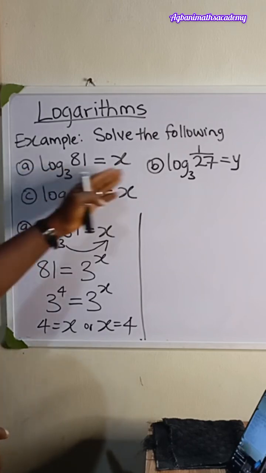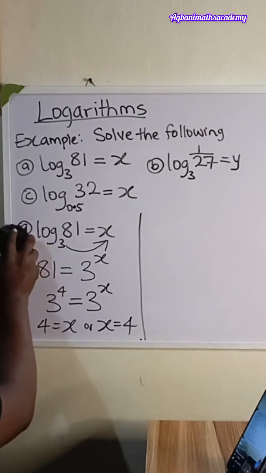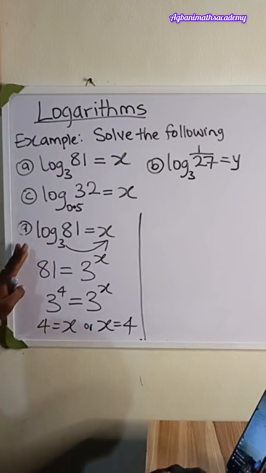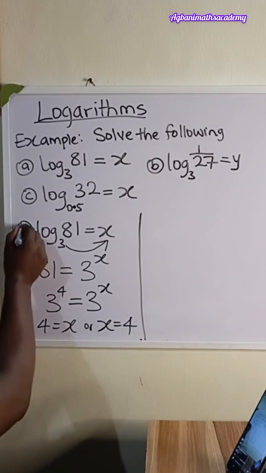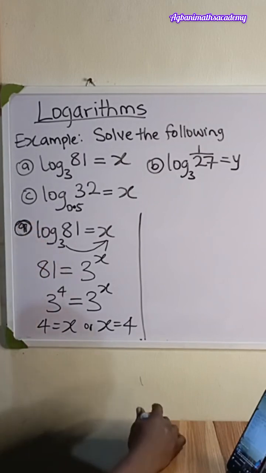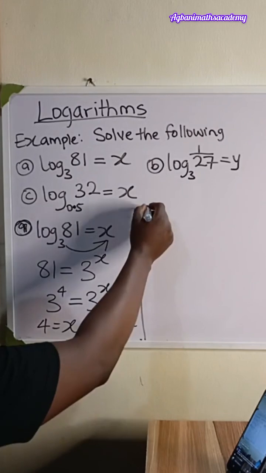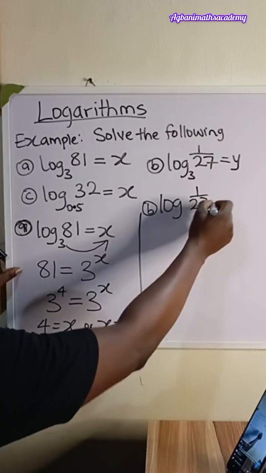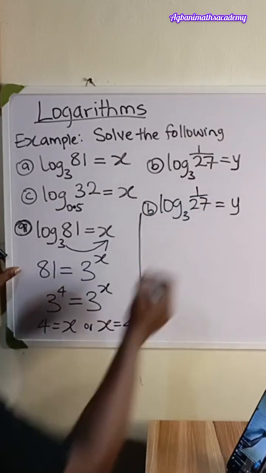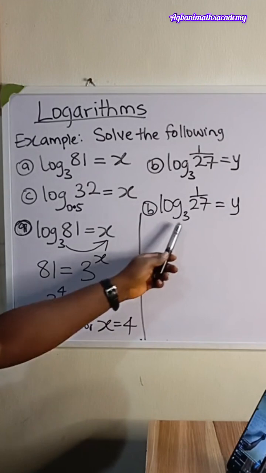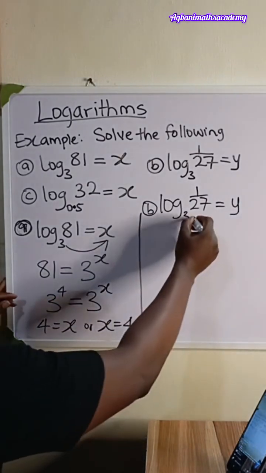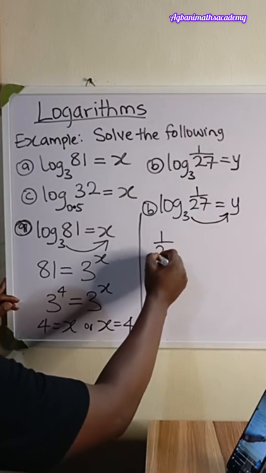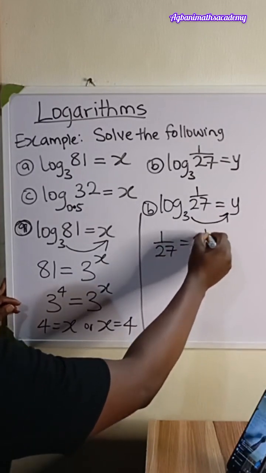So now let's look at B. Can I wipe this off or let me leave it? Let me leave it on the board for now. So B: we have log 1 over 27 base 3 is equal to y. Just as we did over here, we move base 3 to the right. This becomes 1 over 27 is equal to 3 to the power of y.